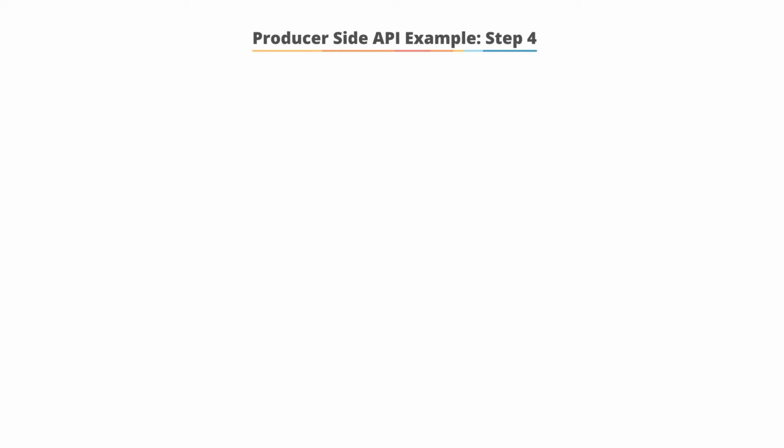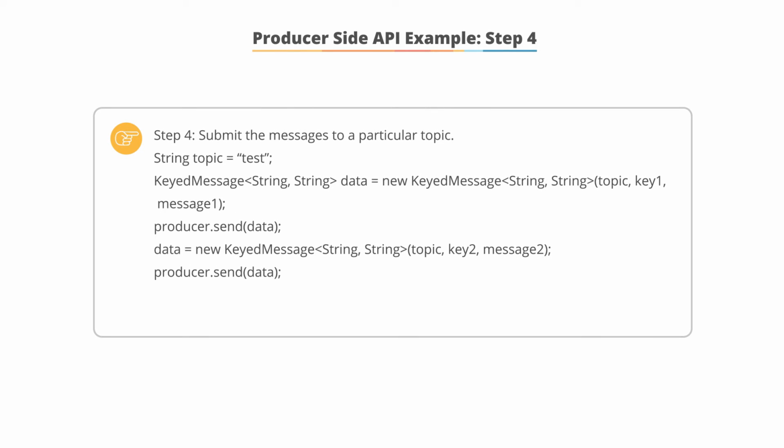In the API example for step 4, we will submit the message to a particular topic. As a string, we'll define topic to equal the string "test", and then KeyedMessage<String, String> data will get an instance of new KeyedMessage<String, String>(topic, key1, message1). This will pass the first string key value pair that we just created.